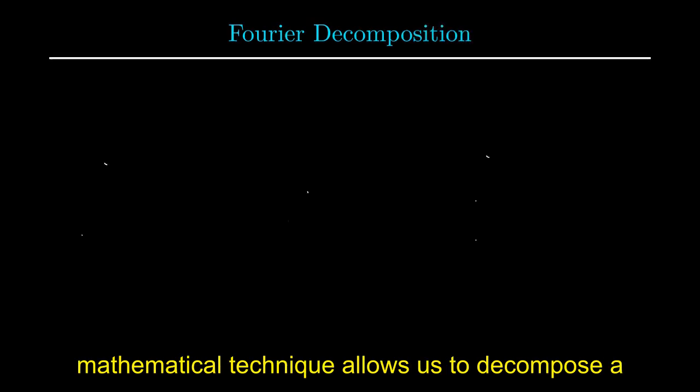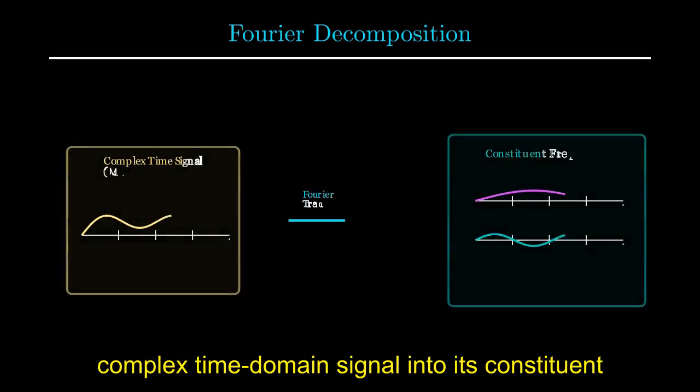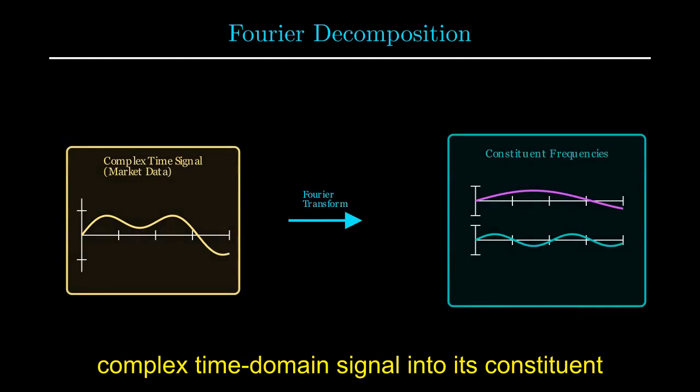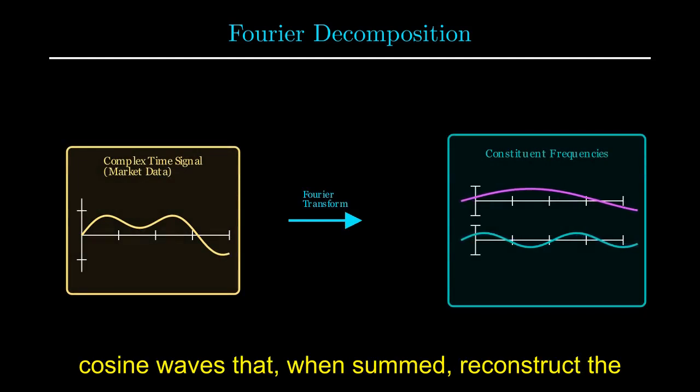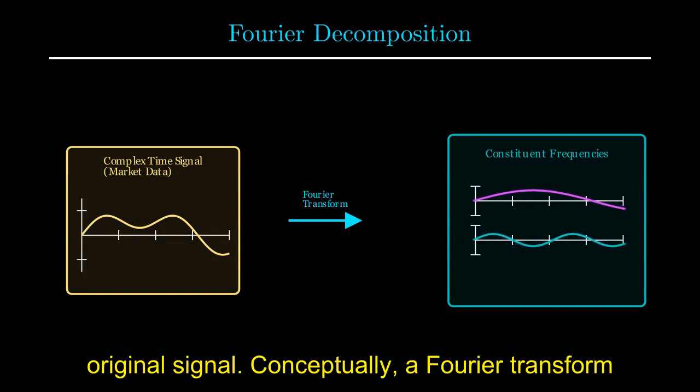Named after Joseph Fourier, this mathematical technique allows us to decompose a complex time domain signal into its constituent frequencies, revealing the individual sine and cosine waves that, when summed, reconstruct the original signal.